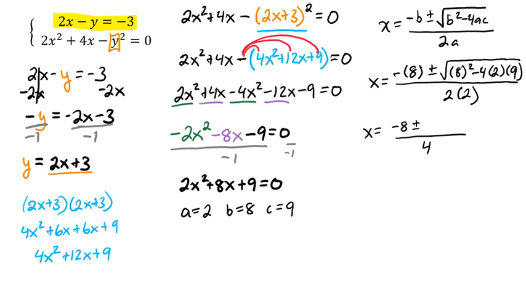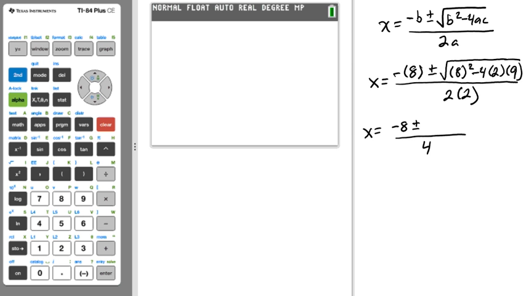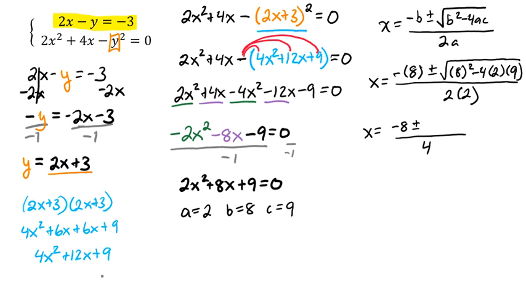So if I take my calculator and I put in 8 squared minus 4 times 2 times 9, I'm going to get a -8. So the square root of -8. Now what we know is that we can't have a negative on the inside here. And so we're not going to have any real solutions. We're only going to have imaginary solutions.